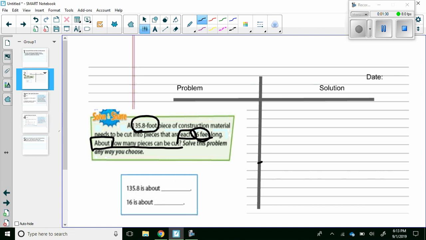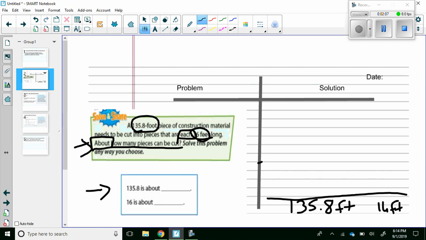Now I want to evaluate what I just did. My total piece of material is 135 and 8/10 feet. I know it's cut into pieces and that each piece is 16 feet long. Now the key part of this is that it says about, which tells me that I need to estimate or round to figure out about how many pieces there are that are 16 feet long. So right here, it sets it up for me.